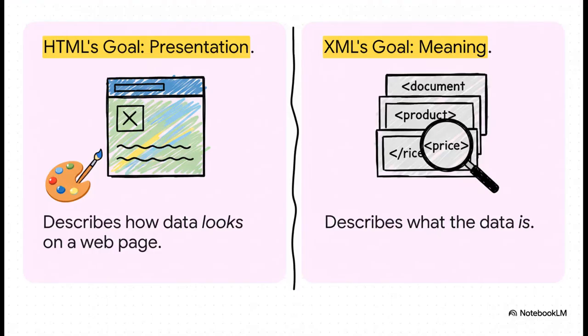Now, to see where DTDs really shine, it helps to know the difference between HTML and XML. See, HTML is all about presentation, making text bold, putting an image here or there. But XML doesn't care about how data looks, it cares about what data is. It's all about describing the data itself with meaningful tags. And that focus on pure structure is what makes a blueprint like a DTD so incredibly powerful.